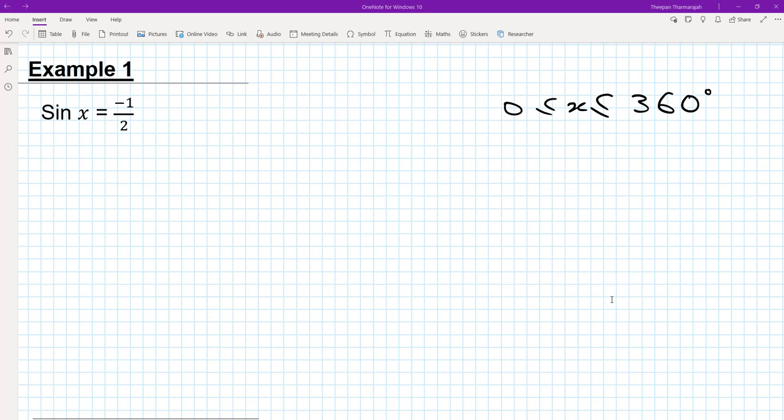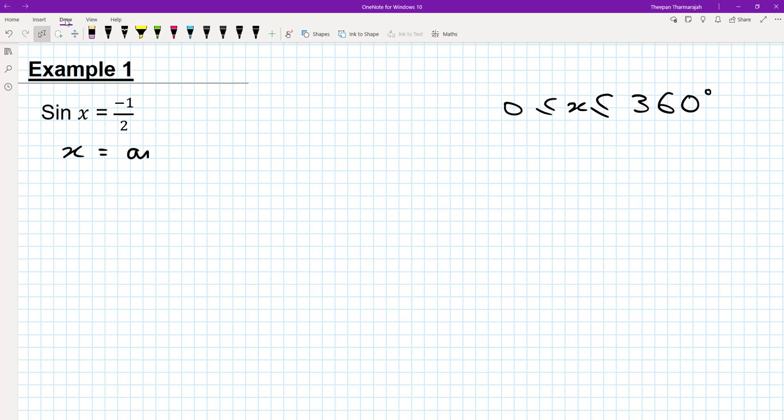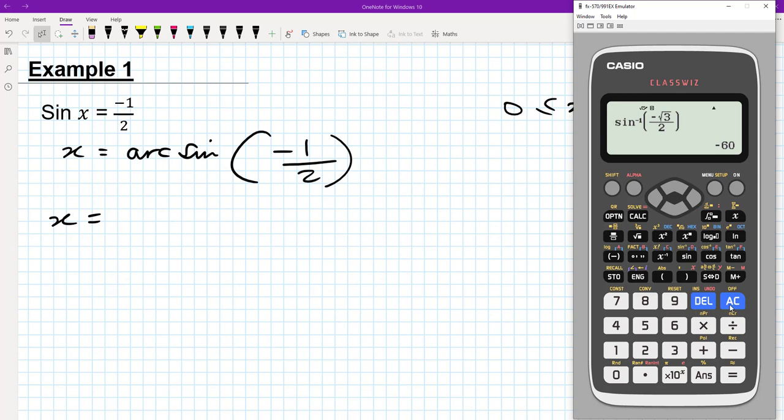Here's a question for you to try. You can pause the video, and when you're done, I will go through my worked solution. Okay, welcome back. So the first thing we ought to do is to say that x is arc sine of minus a half, and that will give me minus 30.